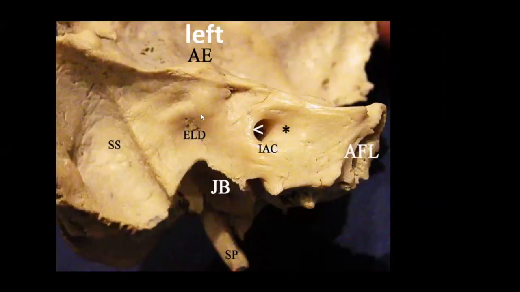This is looking at the left temporal bone from inside. So this is anterior, this is posterior. And you can see the sigmoid sinus comes here. This is the internal auditory meatus, and this is the petrous apex. This is, of course, the arcuate eminence, which is the landmark for the superior semicircular canal.